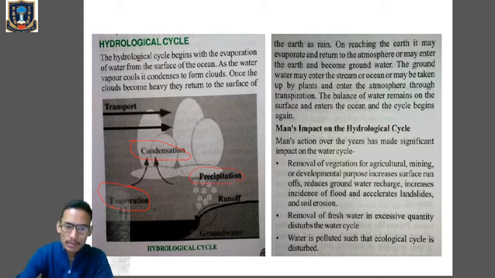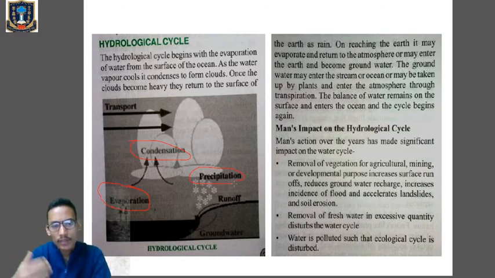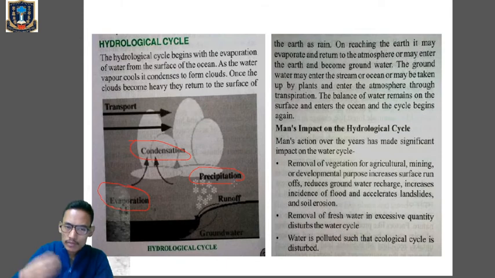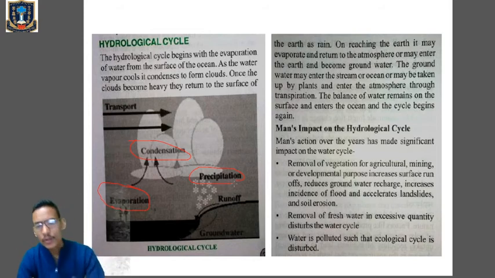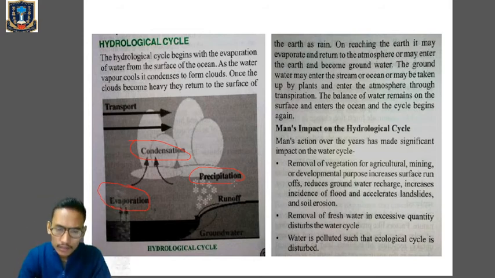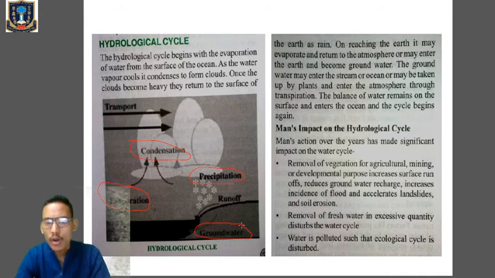So first there will be evaporation of water from the oceans, and when this water vapor cools, it undergoes condensation, it will form the cloud, and when this cloud becomes heavy, they will come back to the earth in the form of rain. And on reaching the earth's surface, it may evaporate and return to the atmosphere, or may enter the earth and become the groundwater. So that water can become part of the groundwater also.